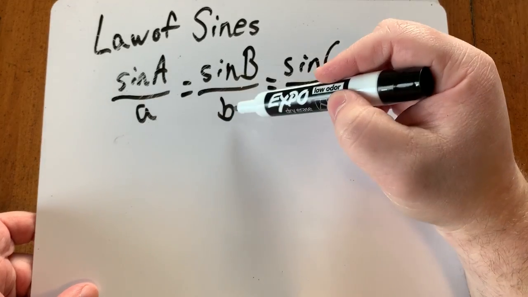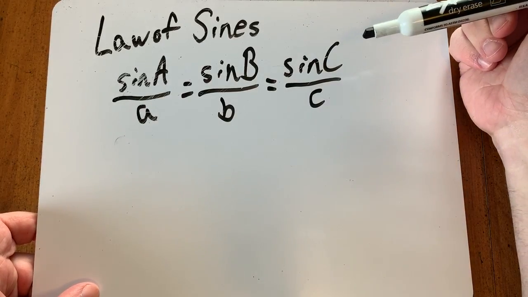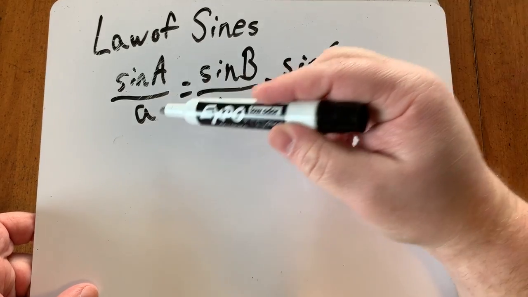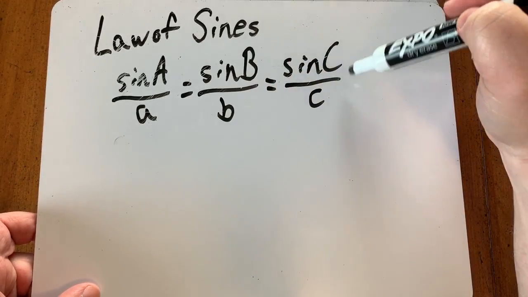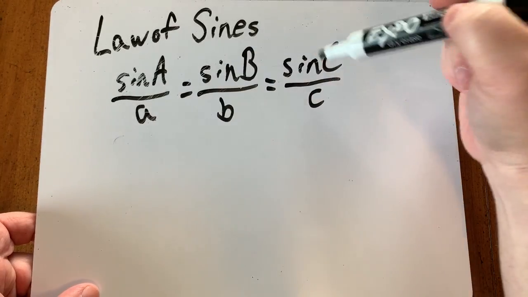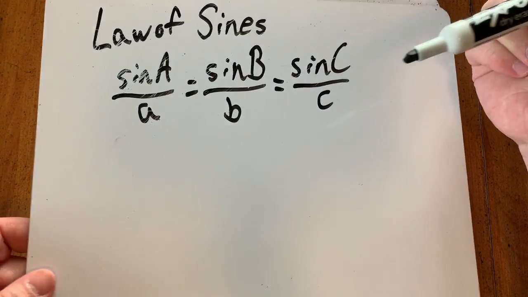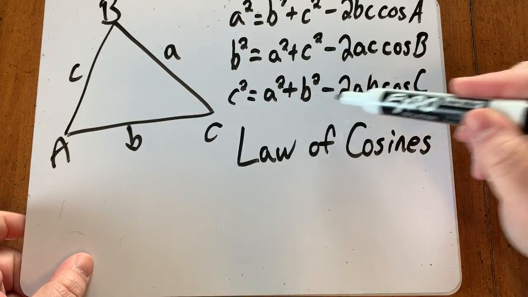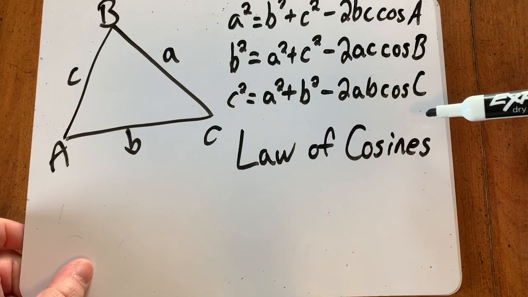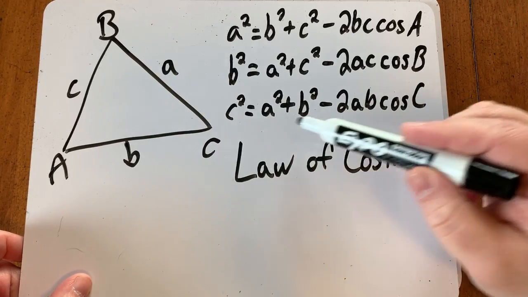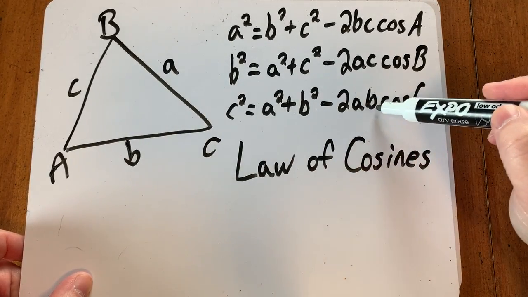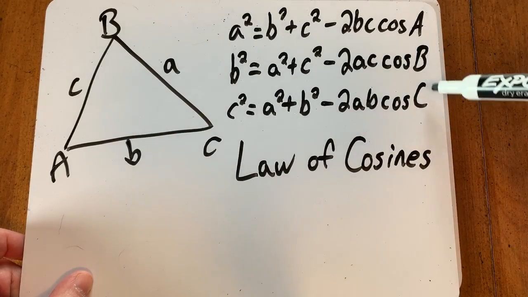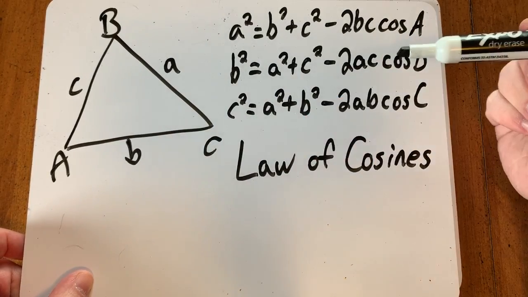If you have sides A and B and you know angle C as well, this is where the law of cosines comes into play. Because if you know sides A and B and angle C, there's no equation you can set up where there's just one unknown. But if we look here, if you know sides A and B and angle C, you know everything on the right side of this equation. And that equals c squared.